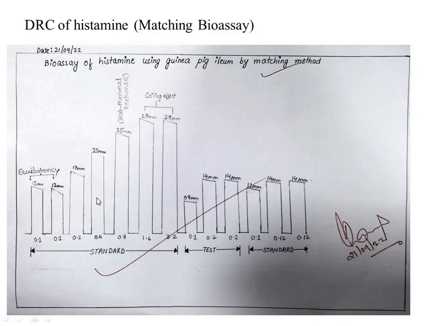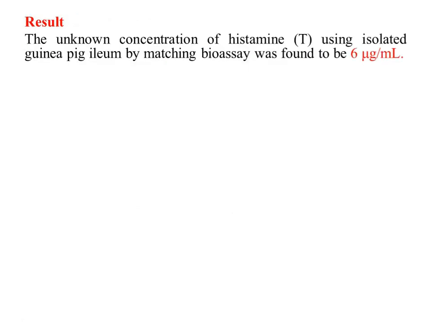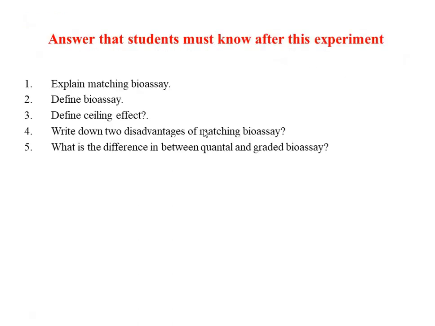Now in conclusion, we can say we will take the DRC till the ceiling effect is observed, and we will give the test and observe the response lies in between the minimum response of standard and submaximal response of standard. And again we will manipulate the dose of standard so that the same response is observed as we already got in the test solution. So by using this formula we have solved, and we have got the result. The known concentration of histamine by using isolated guinea pig ileum by matching bioassay was found to be 6 microgram per ml.